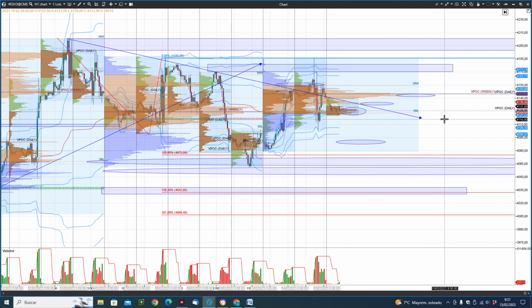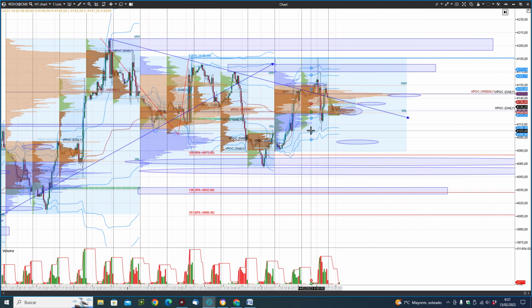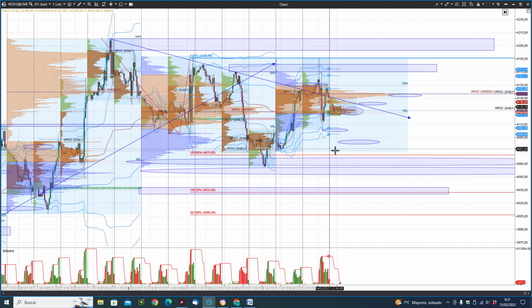Next step, current weekly VPOC at 4,144. Talking about lower targets, here there is a high volume node, final of a VWAP, old weekly VPOC. If it breaks, it could go first to this price action zone, lowest point of yesterday at 4,103. Let's mark it, and then this high volume node at 4,090.